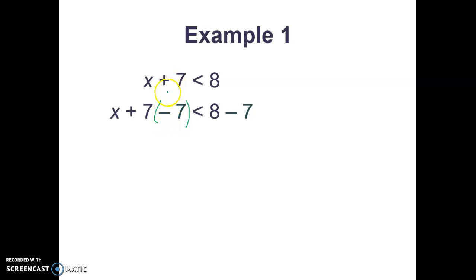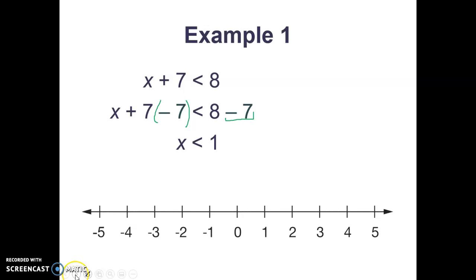Now if we subtract 7 on the left-hand side, we also need to subtract 7 from the right-hand side of our inequality. When we do, we get x plus 7 minus 7, or x, is less than 8 minus 7, which is 1. x is less than 1. We would then graph that on a number line. Because it doesn't say equal to, we're going to have an open circle at 1. And because it says less than, our arrow will go to the left. Less than goes to the left.